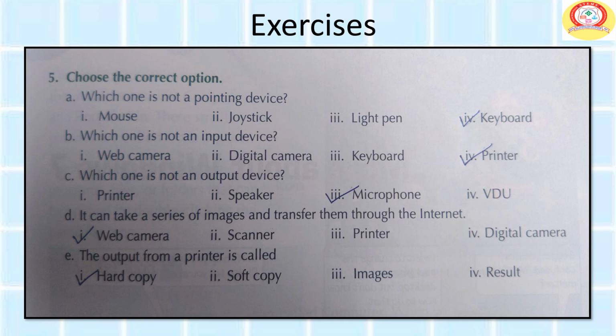The output from a printer is called what, children? 1. Hard copy. 2. Soft copy. 3. Images. 4. Result. So, first, hard copy. The output from the printer is called the hard copy. So children, tick on the first one.